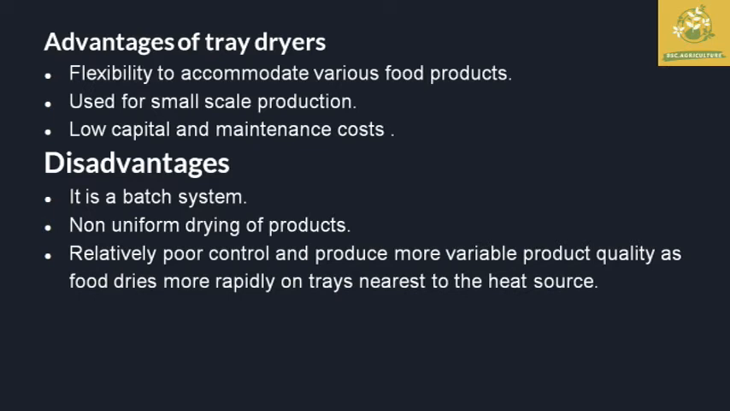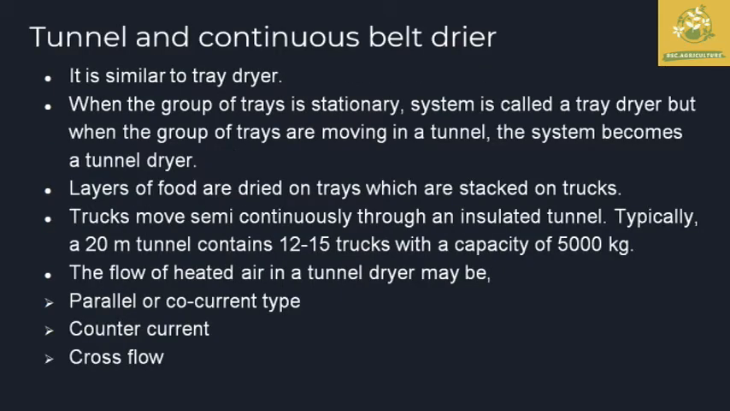So these disadvantages have been taken into account, and now some other modifications have been made to tray dryers. The next one is the tunnel and continuous belt dryer. It is similar to the tray dryer, but it has its own variations. Where a group of trays is stationary, the system is called a tray dryer, but in tunnel or continuous belt dryers the trays move through a tunnel and the system becomes a tunnel dryer, so the food is dried on trays stacked on trucks.